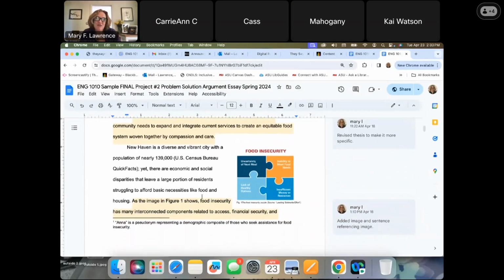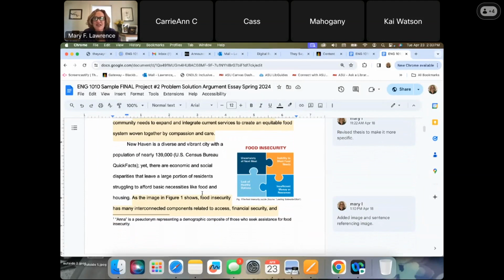Then I added the multimodal element. So remember, you need to have at least one image. And we talked about how to add the captions to the image, and we went through some examples. Does anyone need me to go over that?